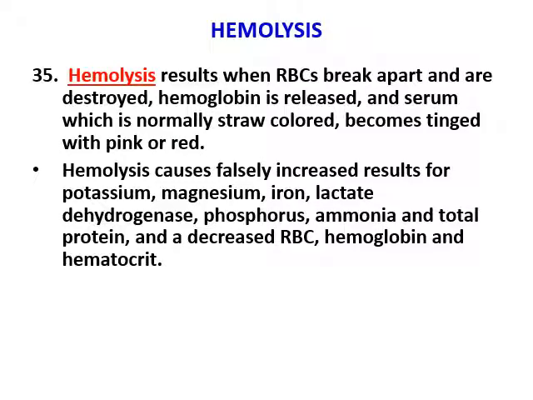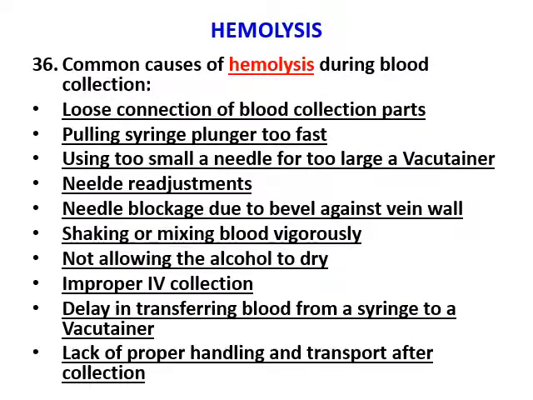Hemolysis. We've discussed hemolysis before, right? That's a result when those RBCs tear apart and are destroyed, and hemoglobin's released. And then your serum goes from its normal straw-colored to being tinged either pink or red. And remember, we have it where it's no hemolysis, slight, moderate, and grossly hemolyzed, okay? And remember, it can falsely increase our results, especially that potassium. But there's other things too, so make sure that you know all the tests that it affects. But it's going to affect that potassium the most.